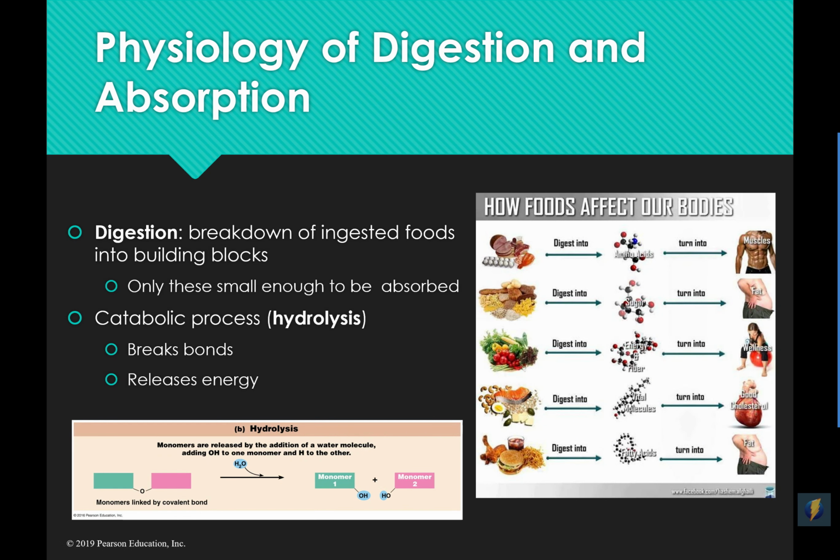So of course when we were talking about digestion, we were talking about breaking down our foods essentially into these building blocks, because really only the building blocks are what our body is capable of absorbing. This is a catabolic process, a process that breaks bonds. It's essentially breaking the bonds in our foodstuffs and releases energy. It is a hydrolysis process. So we use water essentially to split our foodstuffs.